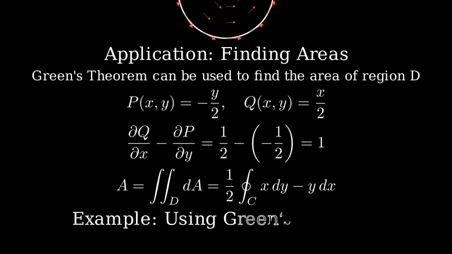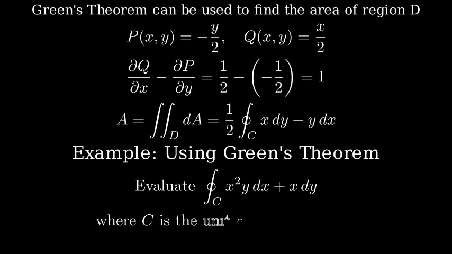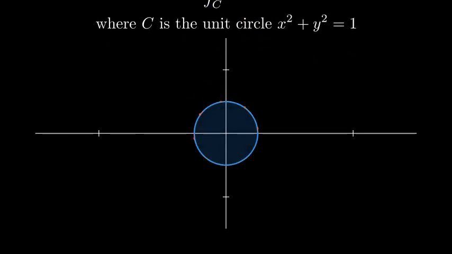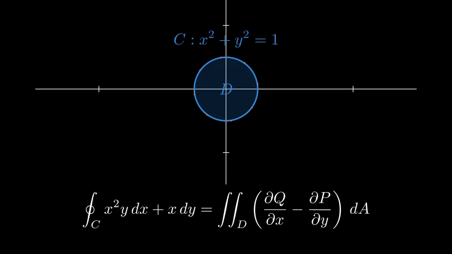Let's work through an example to see Green's theorem in action. We want to evaluate the line integral around C of x squared y dx plus x dy, where C is the unit circle x squared plus y squared equals 1, oriented counterclockwise. Using Green's theorem, we can convert this line integral to a double integral. We identify P(x, y) as x squared y, and Q(x, y) as x.